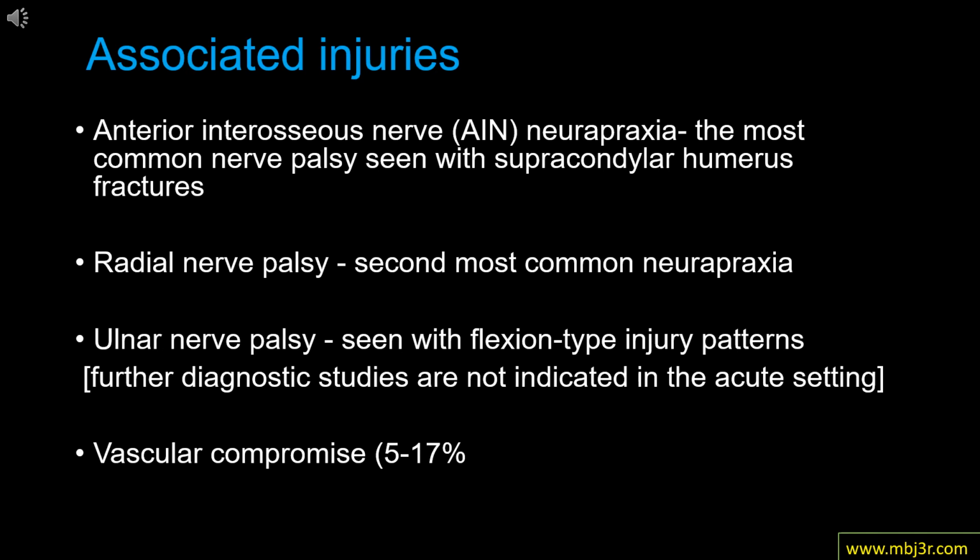Associated injuries. Anterior interosseous nerve neuropraxia is the most common nerve palsy seen with supracondylar humerus fractures. Radial nerve palsy is the second most common neuropraxia. Ulnar nerve palsy is seen with flexion type patterns. Vascular compromise is seen in 5 to 17% of patients.